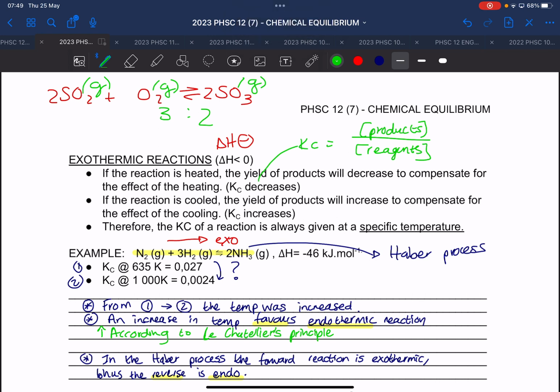The right side. Why? Because it's less moles, less particles. And if we make the container bigger, it's going to change itself so that it fills more space. So it's going to favor the left side. Okay, and that's the effect of pressure.